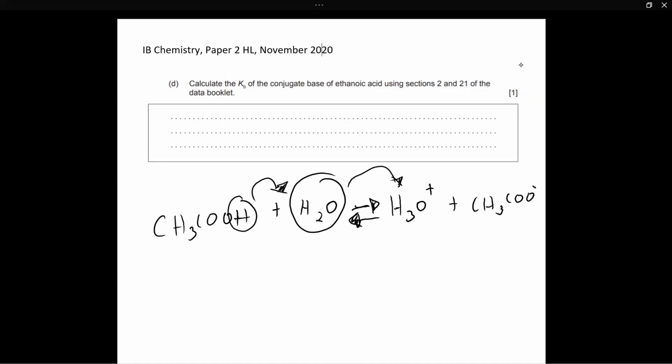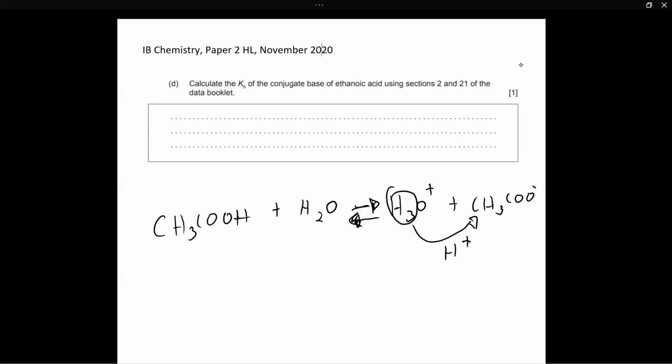And in that case, because it's reversible, something else is also possible. In the reverse reaction, we have H3O plus. So the ethanoate ion, which is CH3COO minus, steals one hydrogen from H3O plus, and it becomes ethanoic acid, and H3O plus becomes H2O. So that's also possible, right? It can go both ways because it's a reversible reaction.